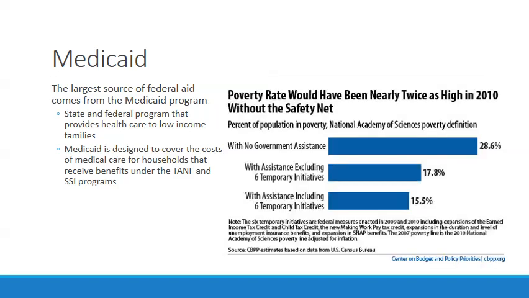So when you look at it like this, the poverty rate would have been nearly twice as high in 2010 without the safety net. In other words, if government assistance did not exist, you can see this number, almost 29%. We're talking about almost a third of our country would live in poverty without some sort of government assistance.